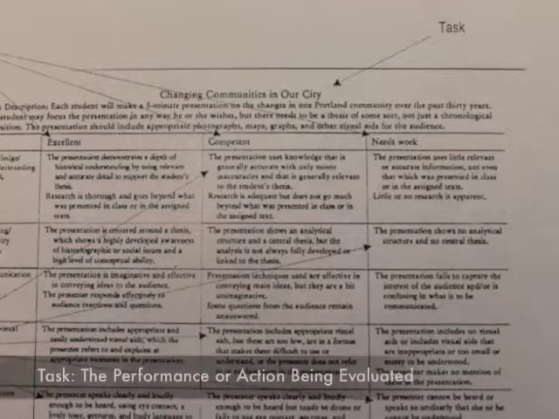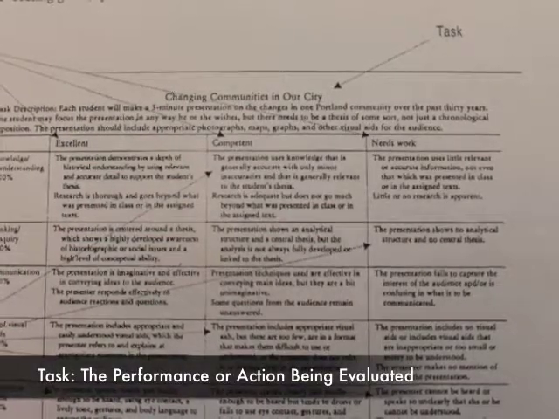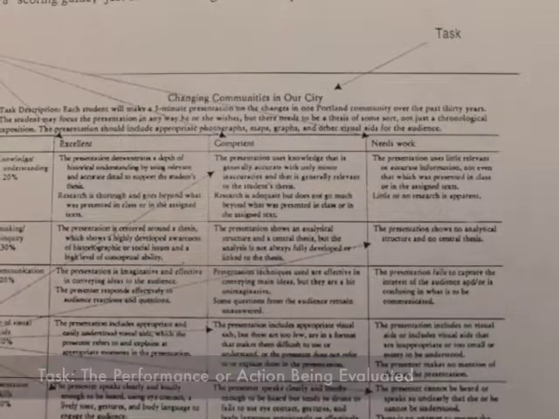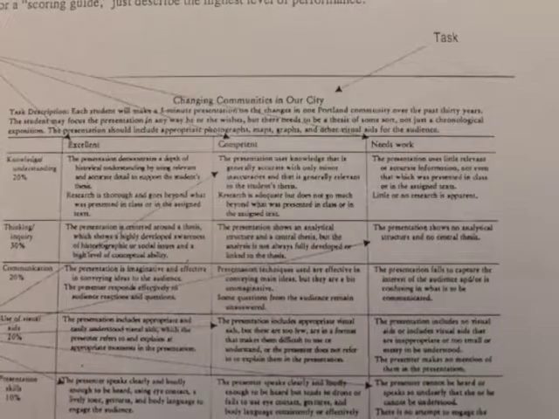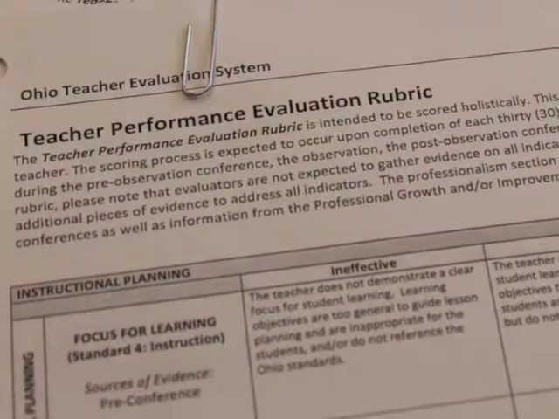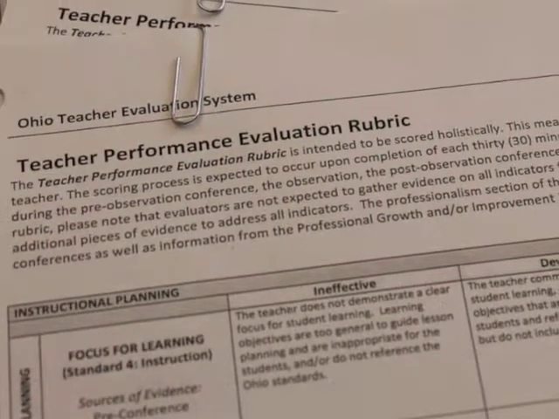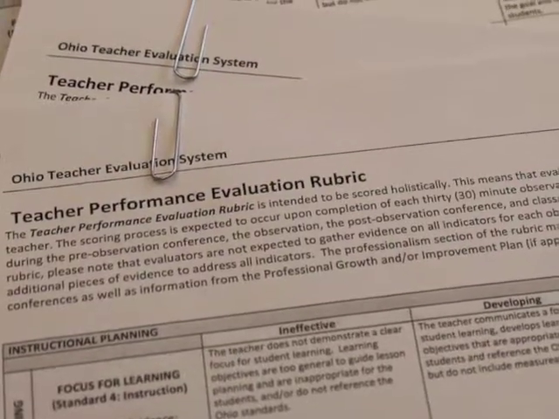In Payne and Myers' illustration, they refer to the performance or action being evaluated as the task. The task may provide a general description of the specific expectations. As you work in your teams, you will examine one or more tasks within each rubric. For example, Ohio's instructional planning, instruction and assessment, and professionalism.